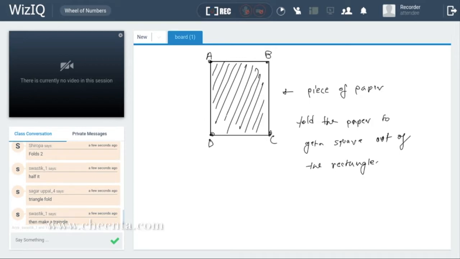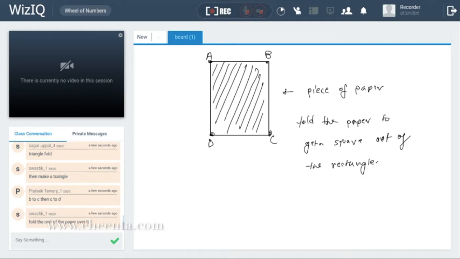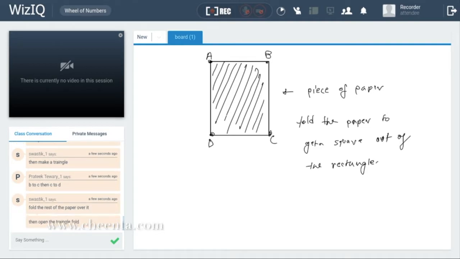Triangle fold. What is the meaning of that? Can you be a little bit more precise? B to C and C to D. I wonder how that would help. Take a little bit of time. Actually try folding the paper and see how you can get it.